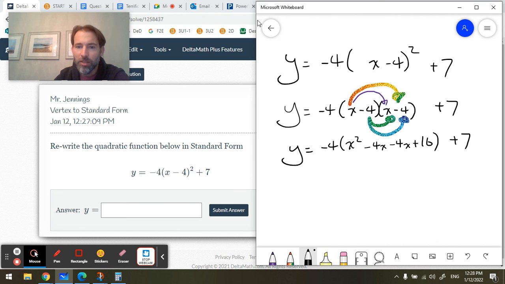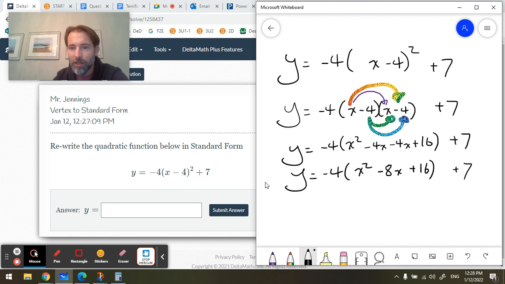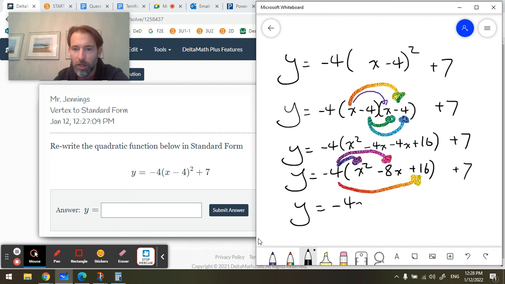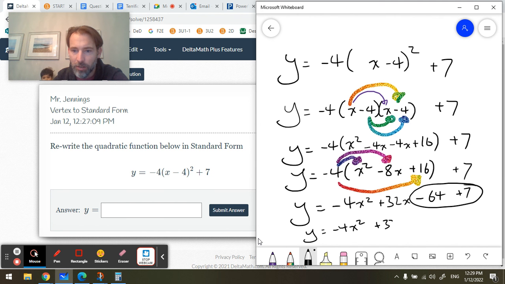Okay, now still have work to do inside the brackets. Y is equal to negative 4 times x squared minus 8x plus 16, plus 7. Then you multiply this into your brackets with more rainbows. Oh, it's so beautiful, a double rainbow, a triple rainbow. So we get y is equal to negative 4x squared, minus 8x times negative 4 is plus 32x, minus 4 times 16 is minus 64, plus 7. One last thing to do is collect these terms. Y equals negative 4x squared plus 32x minus 64 plus 7 is minus 57.